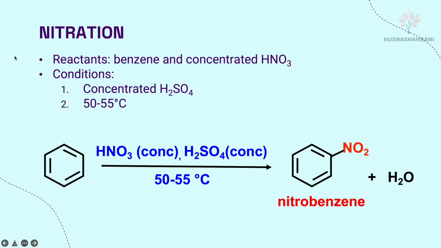Next, nitration reaction. Reactants are benzene and concentrated HNO3. The conditions are concentrated sulfuric acid, and the temperature must be between 50 to 55 degrees Celsius. Make sure the reactant is concentrated HNO3 and the condition is concentrated sulfuric acid. Then nitrobenzene can be formed with the side product water.